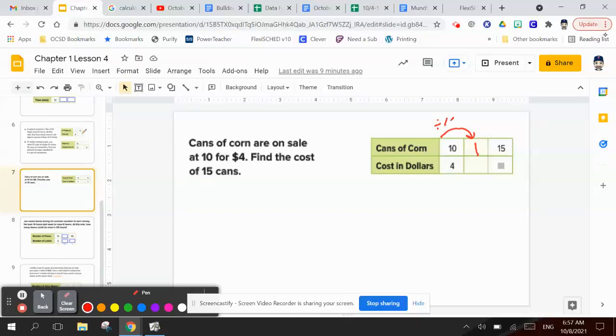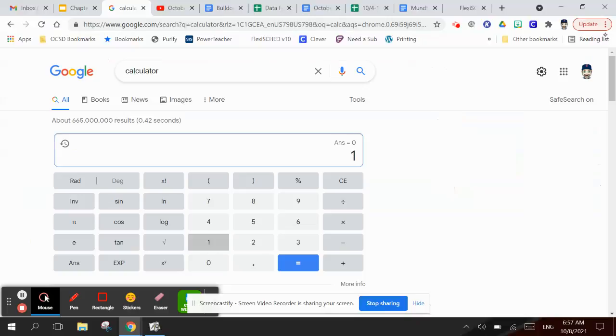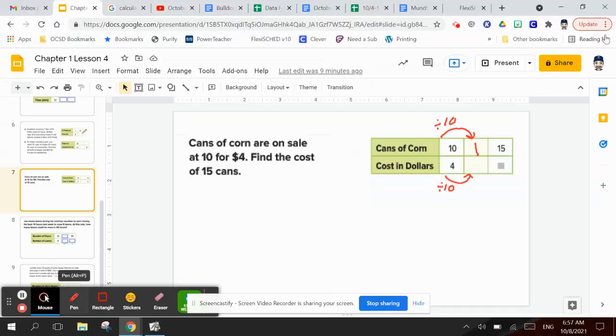10 divided by 10 is 1. So I'm going to do the same thing down below. I'm going to divide 4 by 10, and I'm going to use my calculator here. So I have 4 divided by 10, and I get 0.4. So that's saying it's 40 cents for 1 can.